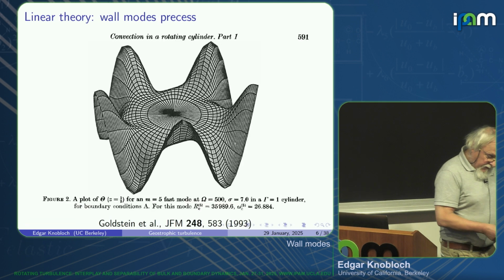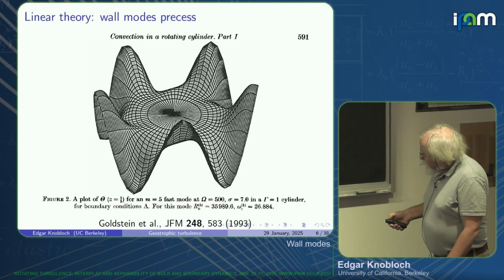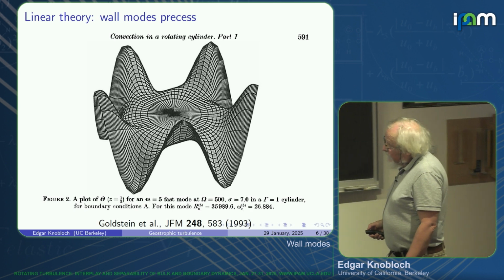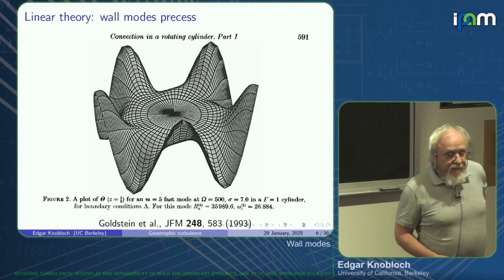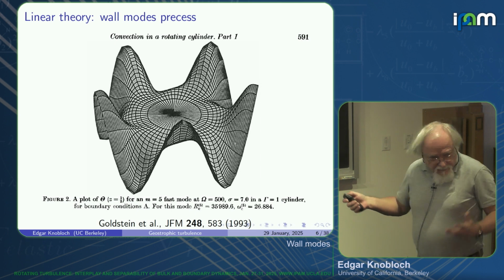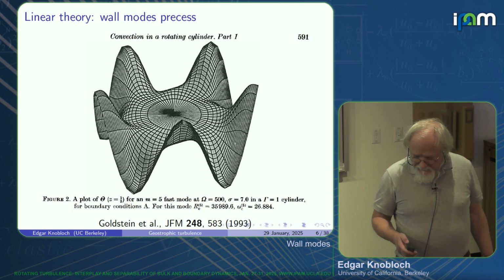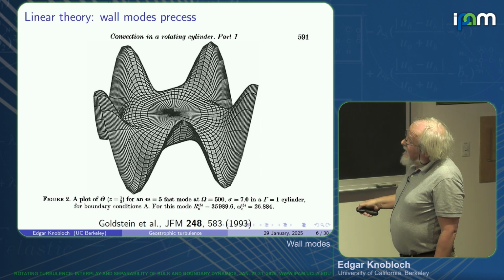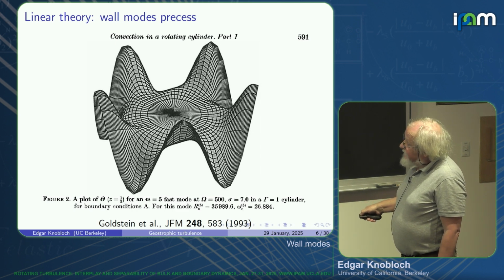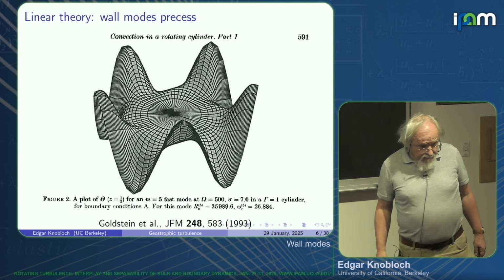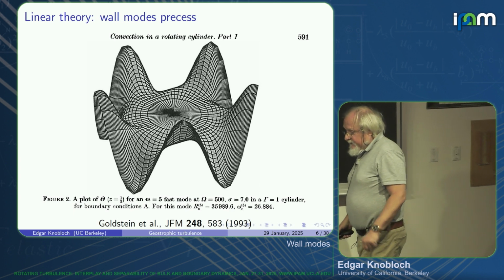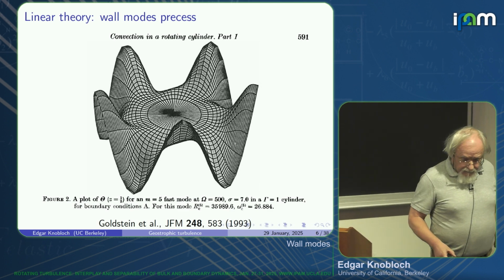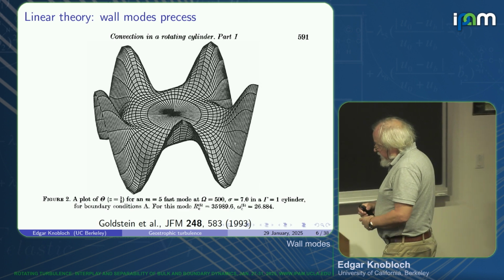And so we thought, I did this with a student, Rick Goldstein, in Berkeley in 1993. So we actually solved the linear problem. And this is the mode m equals 5, just like the one we saw in the previous slide. And it has the same kind of structure, and it is precessing with a certain frequency in the retrograde direction. So everything here is in viscous units, right? So that's how I'm going to measure the rotation rate.